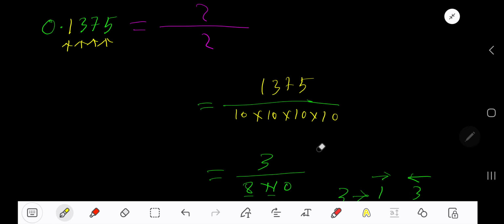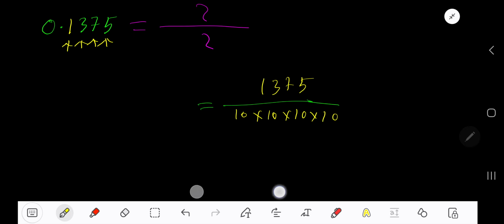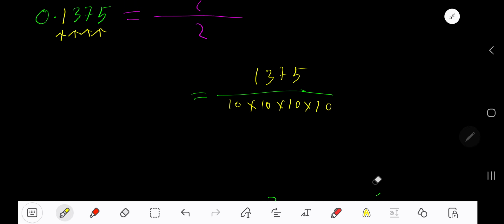But if you want to simplify this fraction step by step, you can divide the numerator and denominator by a common factor. This is divisible by 5, this is divisible by 5. So 5 is the common factor between this number and this number. 5 goes into 13 how many times? 2 times. 2 times 5, 10.